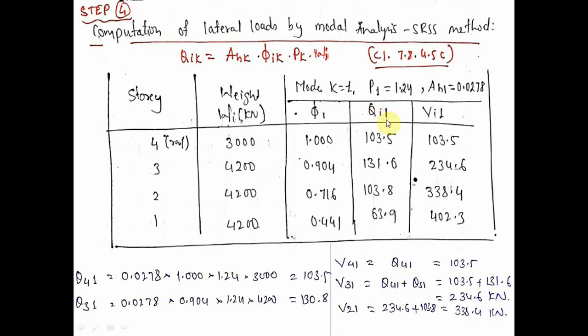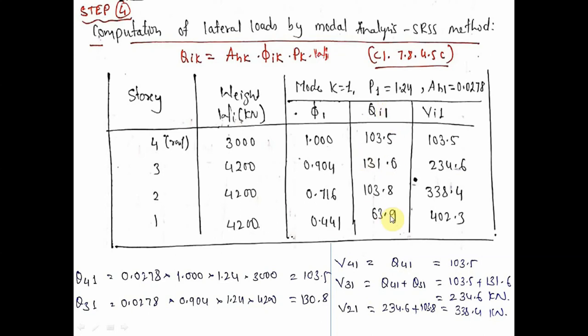Calculate Q_i1. I indicates floor. So this is Q41. 1 indicates mode number, and I indicates floor number. I have given a typical calculation here. Q41 is equal to, you have to use this equation Q_ik, which is A_h value times mode shape value times participation factor times W, 103.5. Next you do the calculations and you get 131. So get the values of these Q_i values.